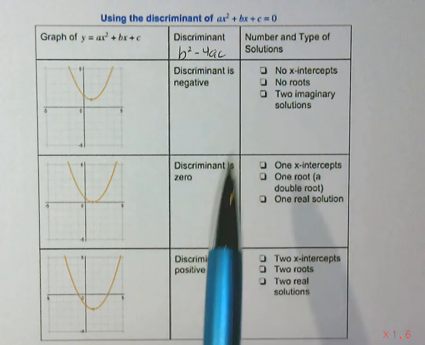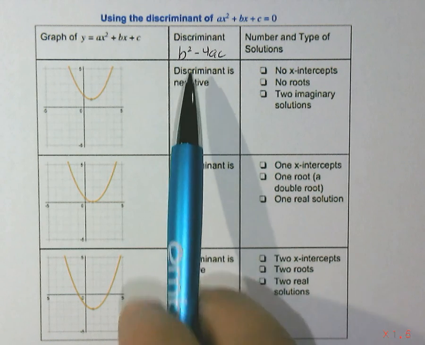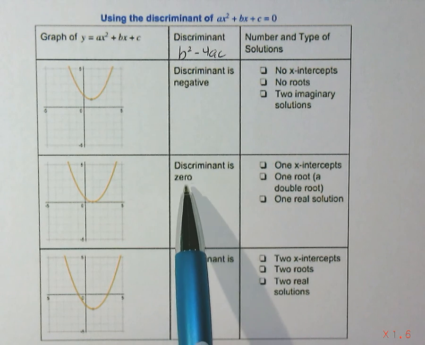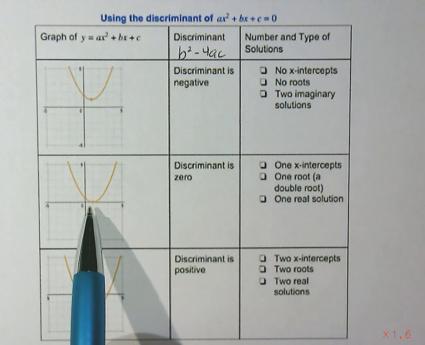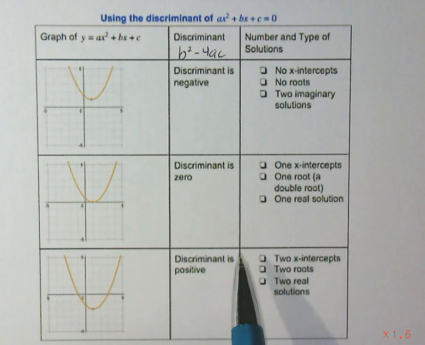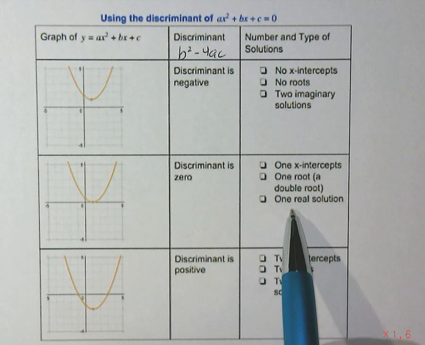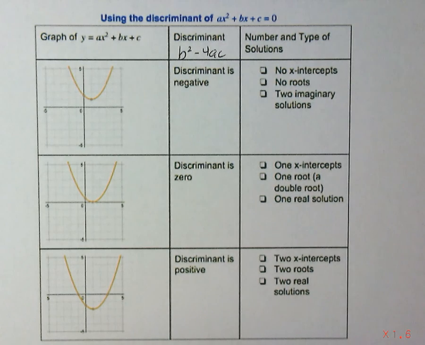If b squared minus 4ac is equal to 0, so if you work everything out and underneath the square root there isn't a value other than 0, you're only going to have one solution, and it would just be touching the x-axis. So there's one x-intercept, one root, it's called a double root, and it's a real solution. That means it actually physically touches the x-axis. You can graph it on the real coordinate plane.